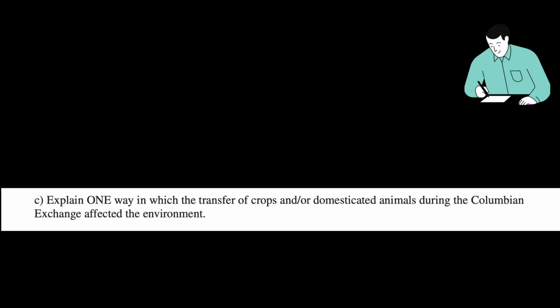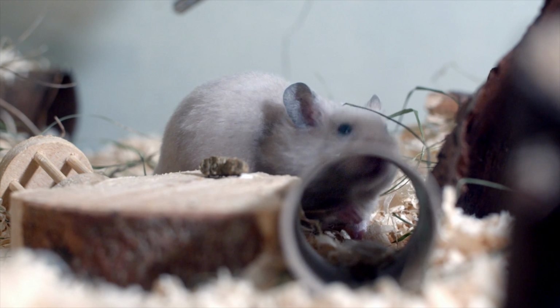Letter C. The College Board loves an environmental question. This isn't explained, so you can't just be like, oh, trees. You have to explain what you're talking about. You need to explain how it affected the environment. So there's a couple of quick ones that you could have done here.